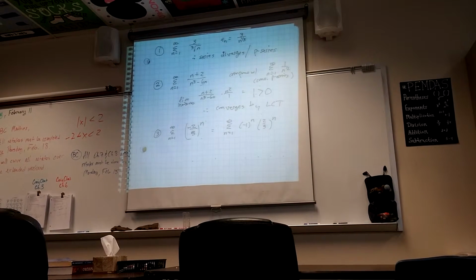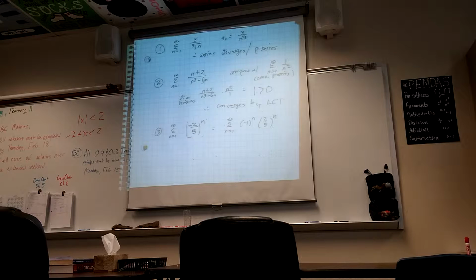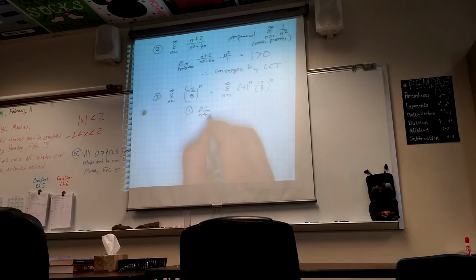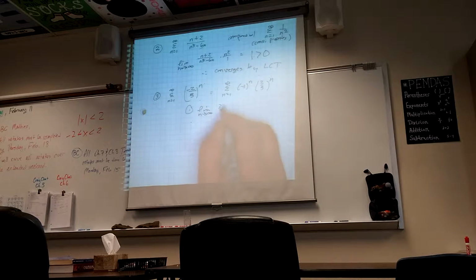But which test are we going to use? Alternating or geometric? Which one do you think wins out? Alternating. Exactly. So I need to do the alternating series test, which is only 2 things. One, I need to see if the limit of the nth term, which is 2/3 to the n, is going to go to 0.